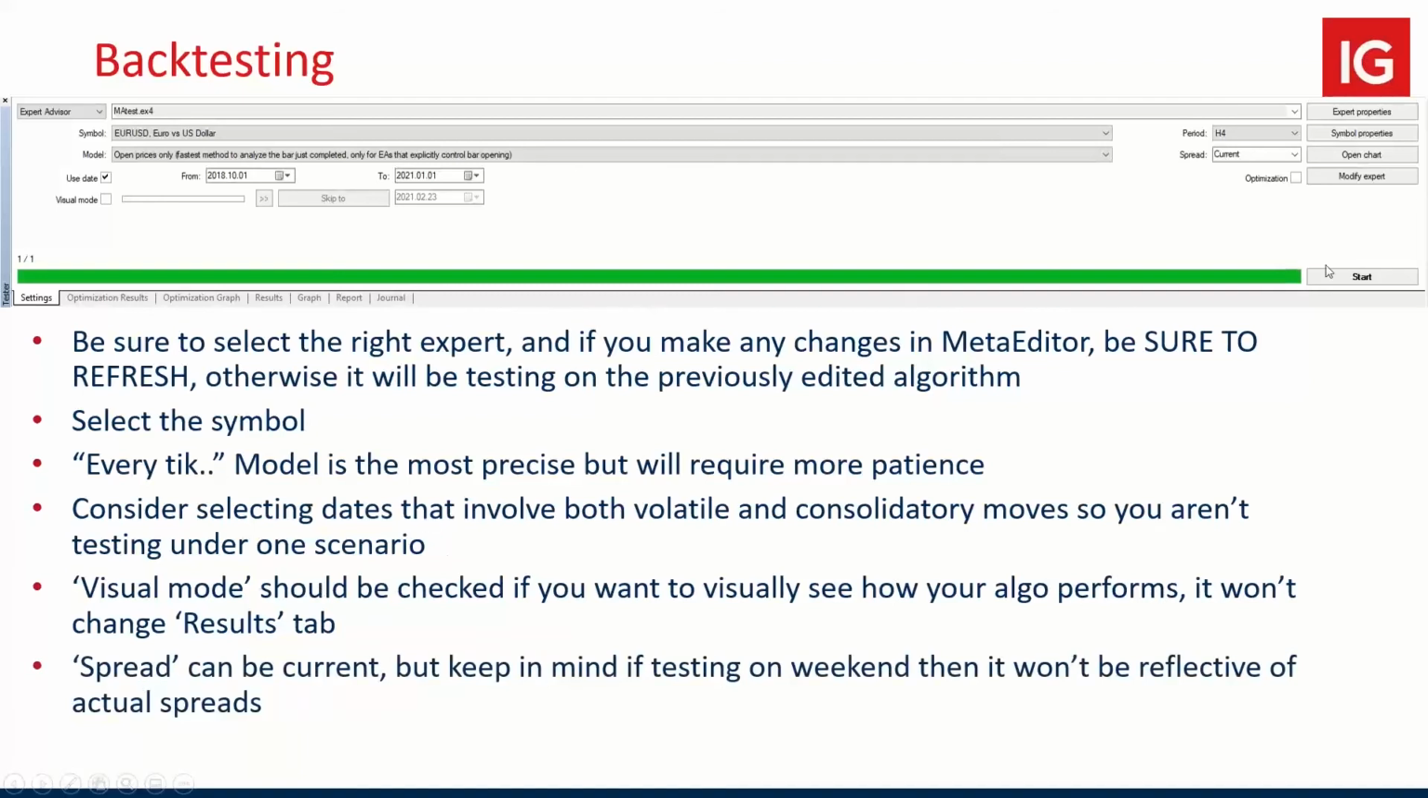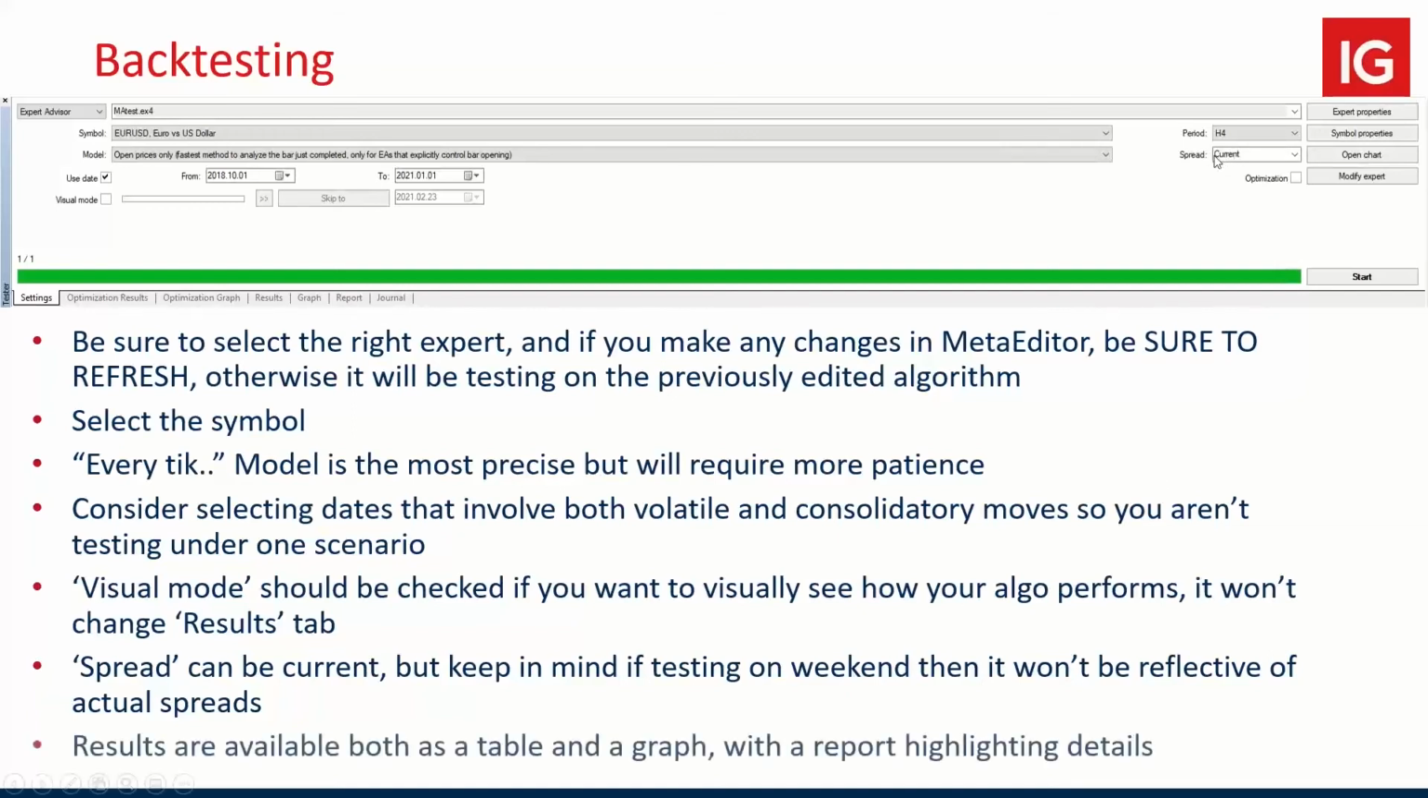Lastly, when it comes to the spread, you can put current spread, but keep in mind that if you're testing on a weekend, right before the weekend, the spreads might widen just because the markets get very, very illiquid and no one's trading anymore. So the spreads widen, which means if you want to test your algorithm, you want to test it on a spread that's the average spread. So keep in mind that if it's the weekend and you're doing strategy testing, which you can do on the weekend, back testing, it's not going to be reflective of actual spread, so you might want to go ahead and make sure it's the right spread when you do that.